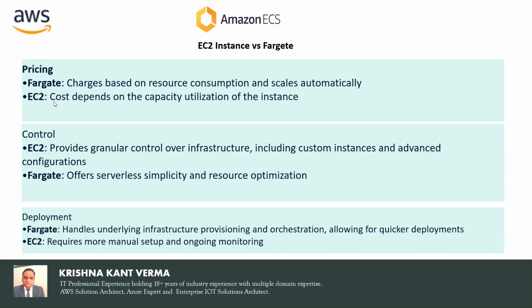Pricing, that we know: if we launch an EC2 instance, the cost depends upon the utilization and how long the provisioned EC2 instance is used, and AWS charges us on that basis. Fargate charges based on resource consumption and scales automatically. Fargate is on demand, depending upon the scalability and the scale at which it uses the resources. On that basis, the charges will be there for Fargate itself.